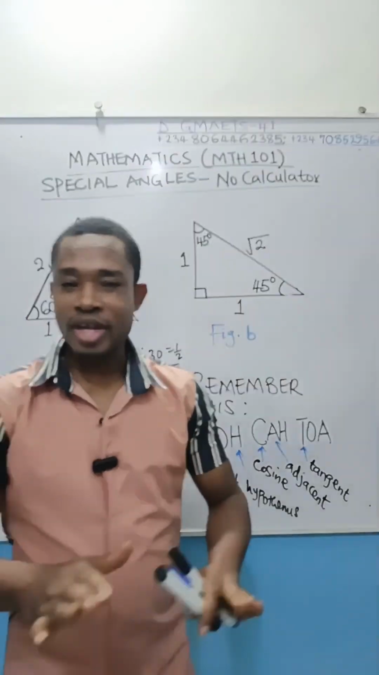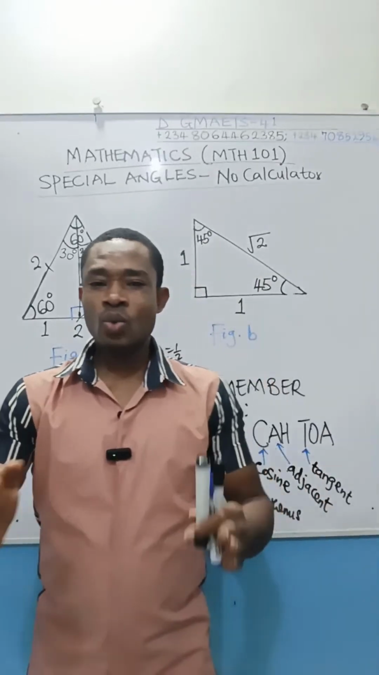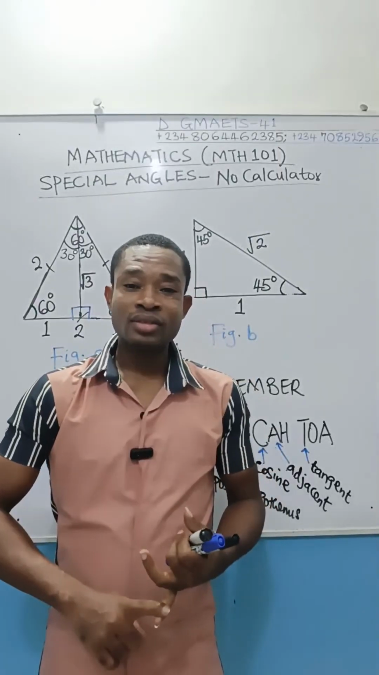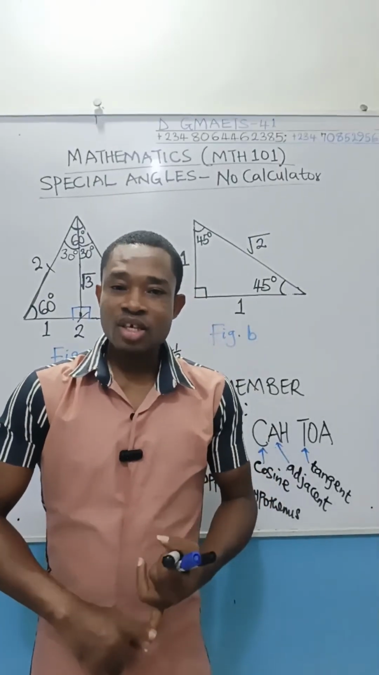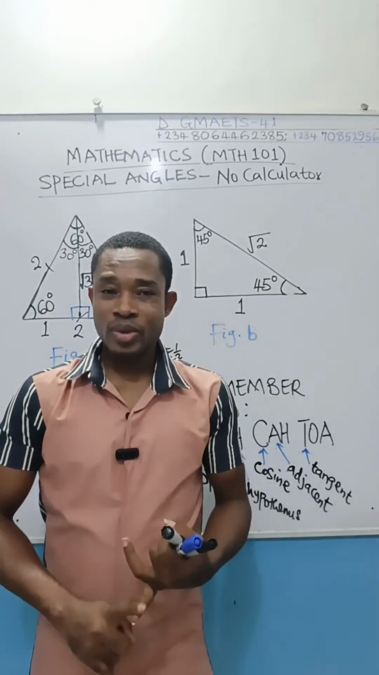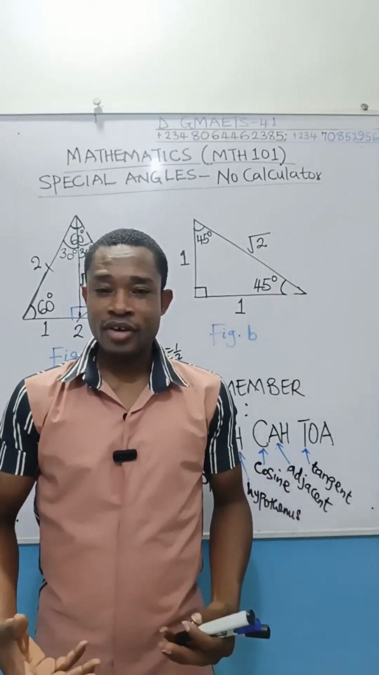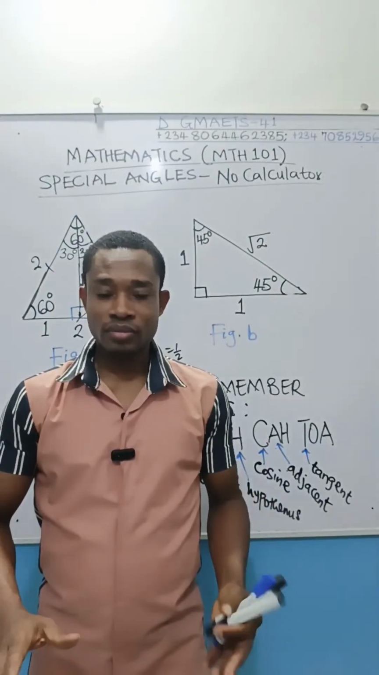Now, we have come to the end of our class. What I want you to take note of: what have we learned so far? Number one, how to generate your special angles without unnecessarily cramming them. You get to know them very well.